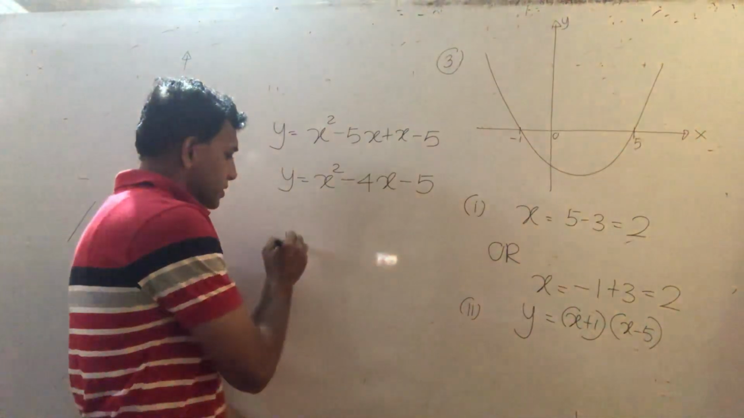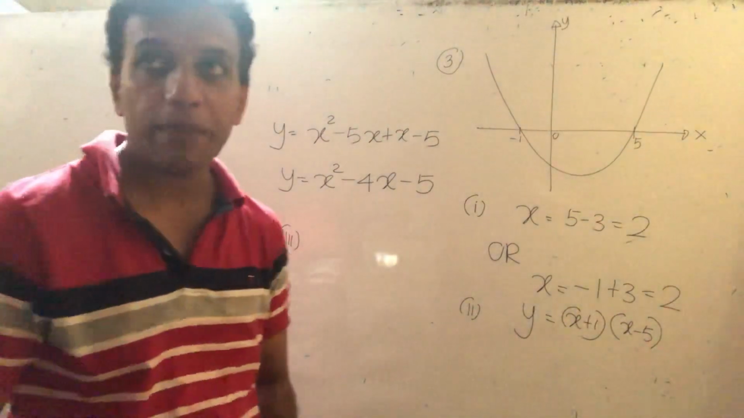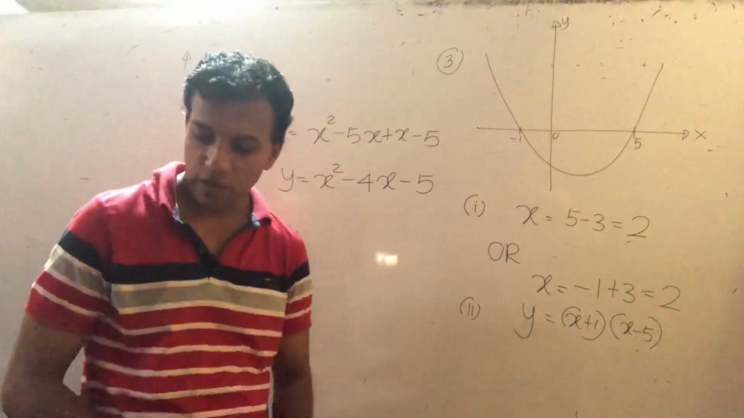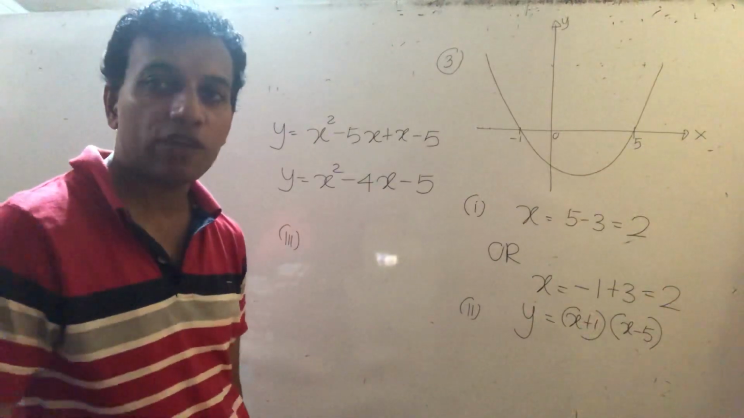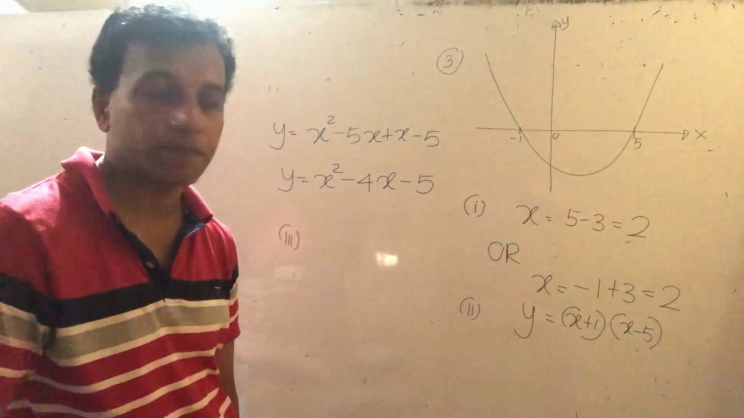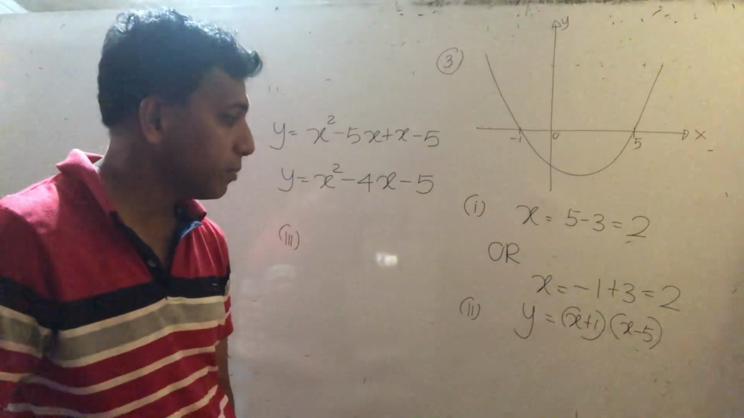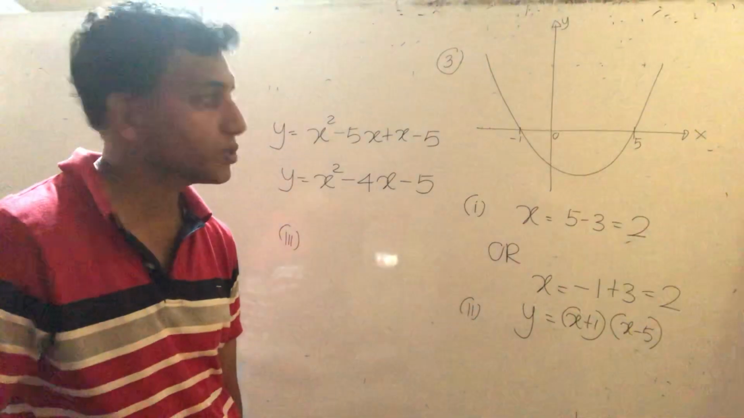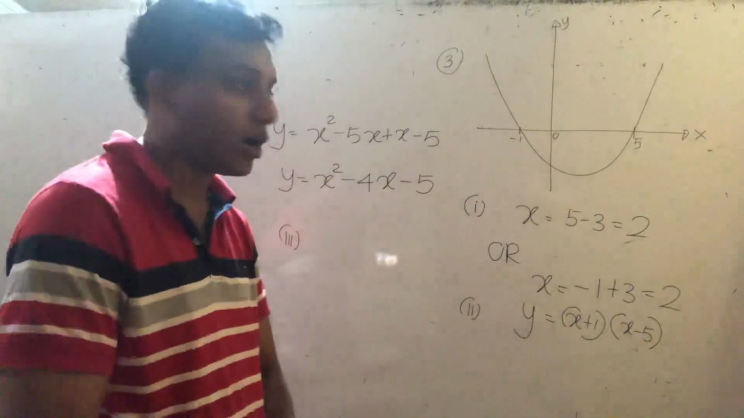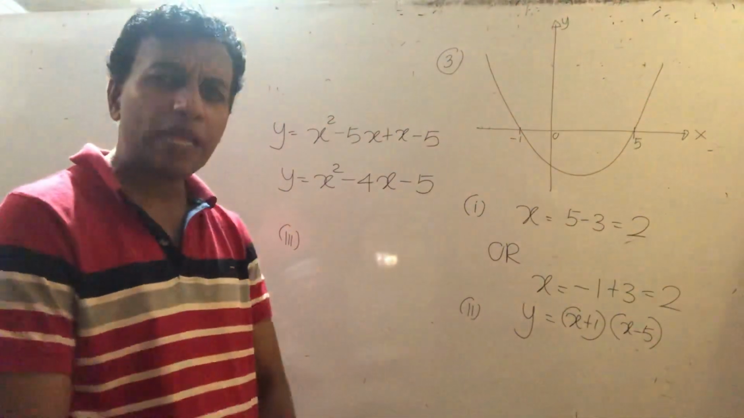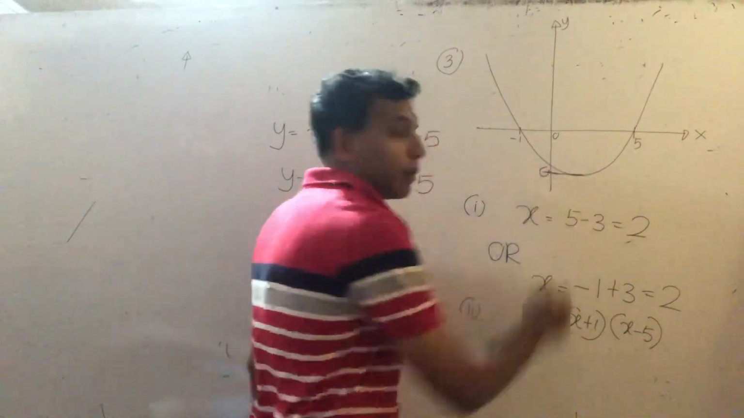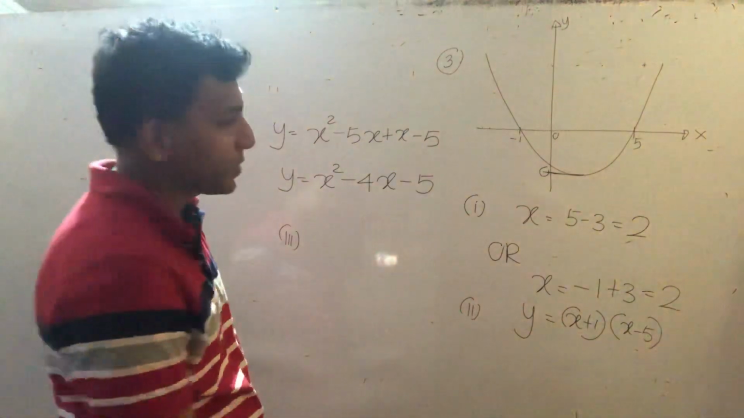Okay, see another part I can ask. Another part is the minimum of the graph, right? Find the minimum value of the function. It's a good question, a good chance to learn this type of part. So how to find the minimum? This is the minimum here. Minimum value. You know the symmetric axis, x is 2, okay?